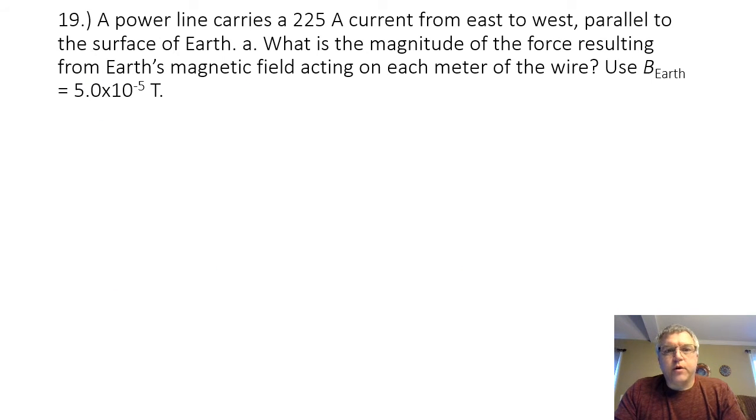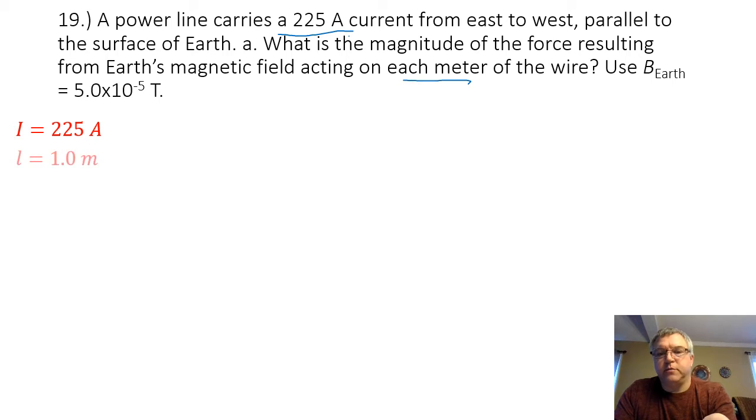19. A power line carries a 225 amp current from east to west, parallel to the surface of the Earth. What is the magnitude of the force resulting from the Earth's magnetic field acting on each meter of the wire? So in this problem, we are given the current of 225 amps. We're looking for the amount of force acting on each meter. So my length is going to be 1 meter.